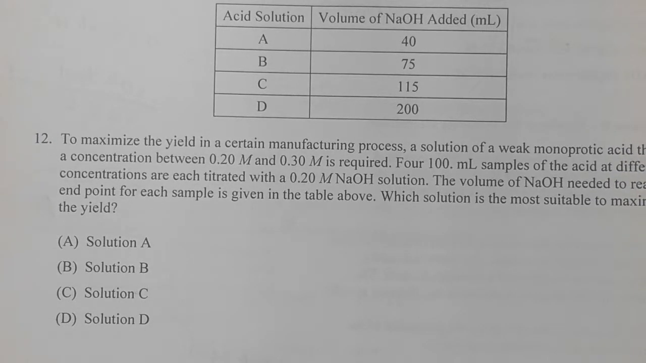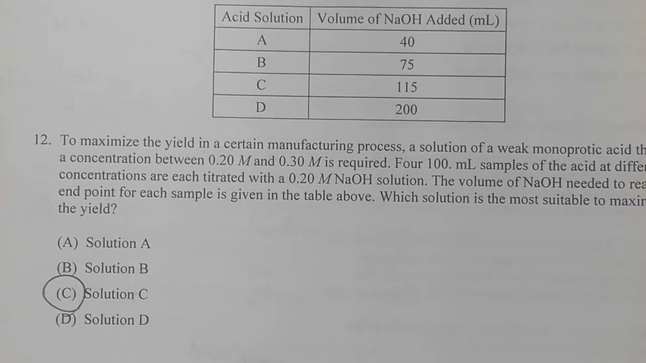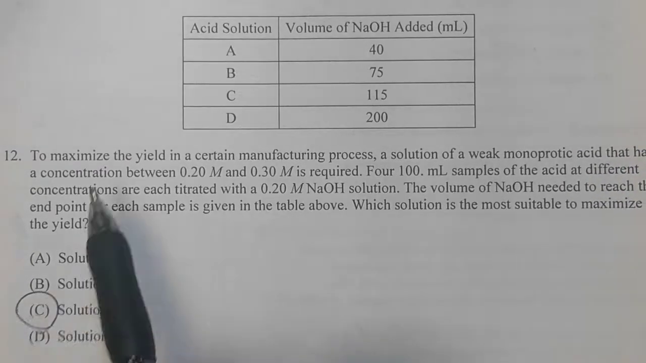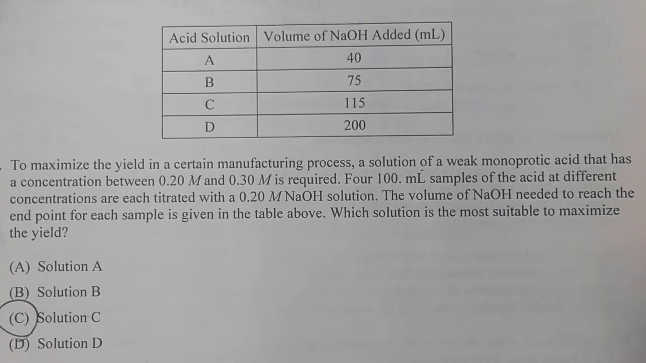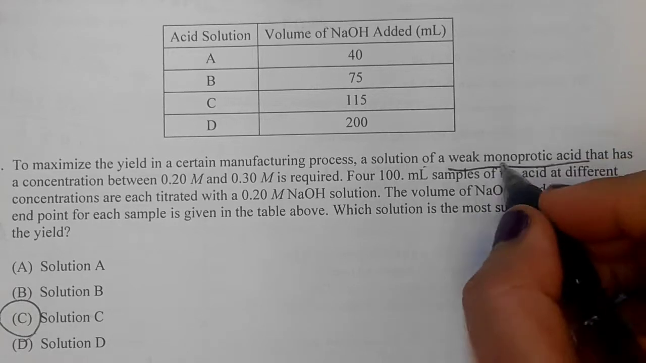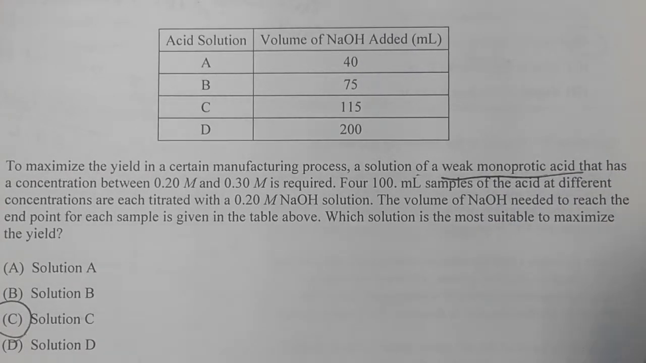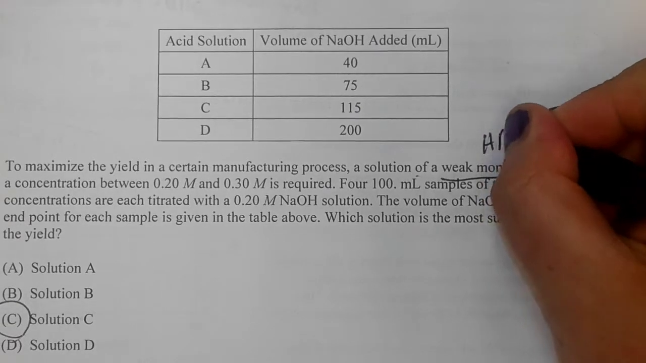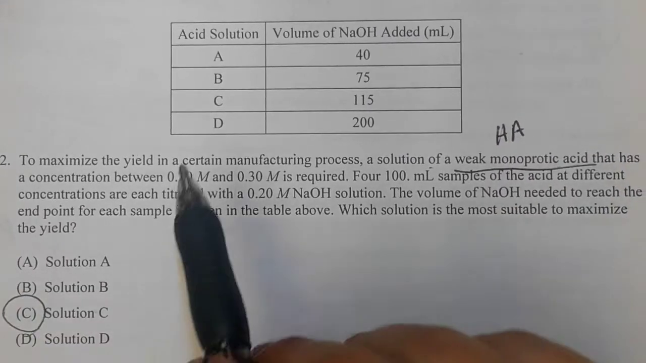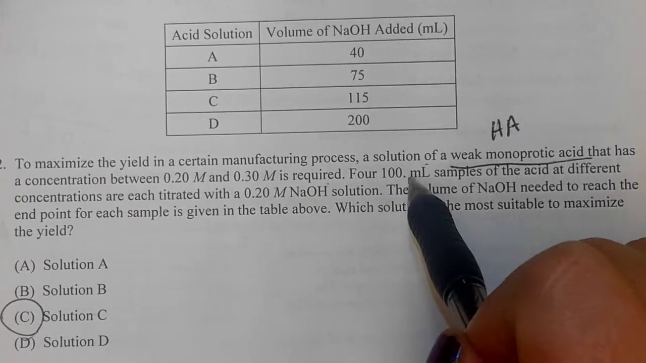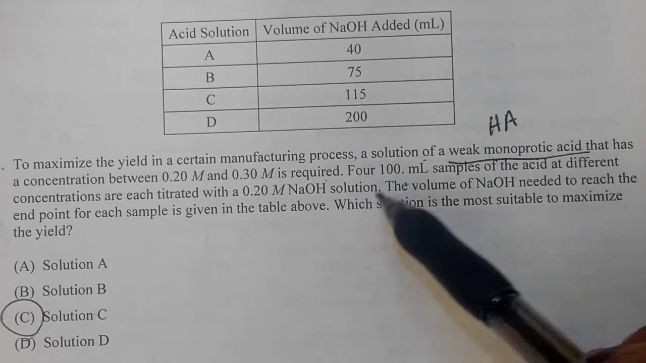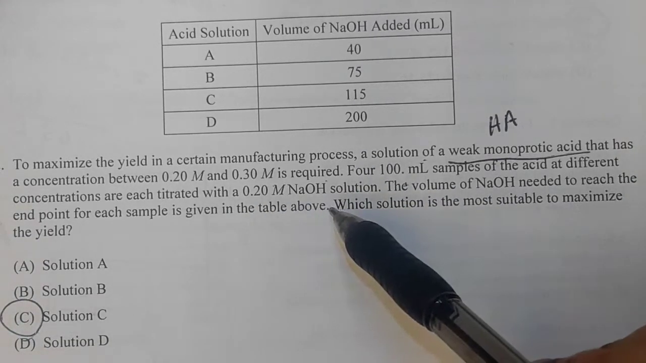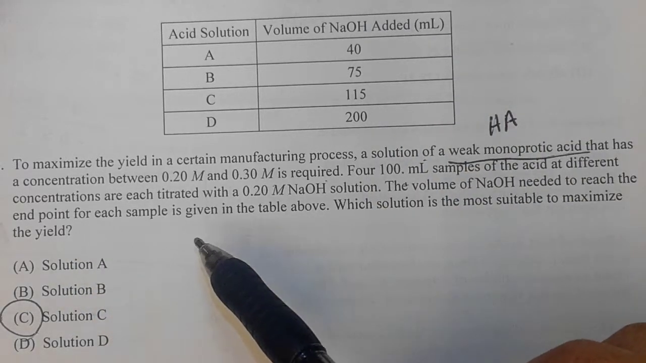12. Let's take a look. Okay, so to maximize the yield of a certain manufacturing product, a solution of a weak monoprotic acid is used. Let me first explain this. Monoprotic meaning it only has one H plus that it can give away. So we're dealing with HA that has a concentration between this and this required. 400 milliliter samples of acid at different concentrations are each titrated with this. The volume of this needed to reach the endpoint is given above. Which solution is most suitable for the yield?